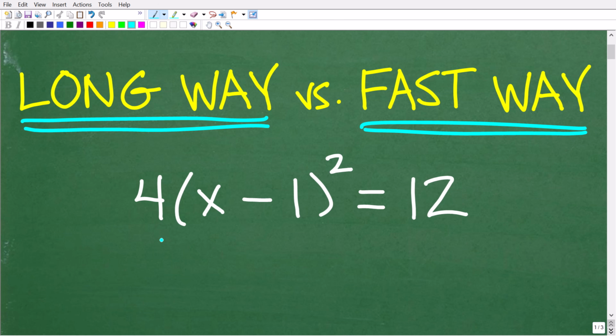So here is the problem. We have 4 times (x minus 1) squared, all of this in parentheses, is equal to 12. Okay, so I'm going to show you the quick way to solve this problem, and then we'll take a look at a long way to solve this problem as something that you want to avoid. Okay, so let's go ahead and get into this right now.